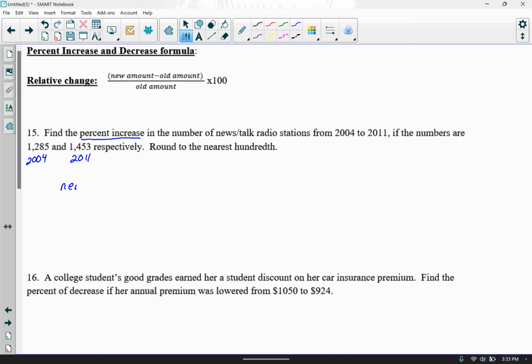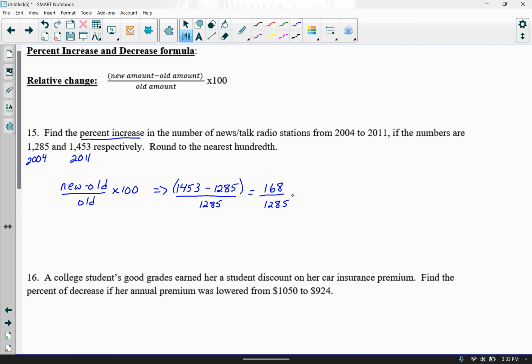I'm just going to abbreviate here. It's new minus old divided by old times 100. Now the new amount, that'd be the most recent, so that'd be the 2011, so that'd be our 1453, minus the old amount, 1285, divided by the old amount, 1285. Now, if you want to do this all at one time in your calculator, you have to use parentheses. Personally, I like to do a two-step process. I just like to subtract up top. So if you do 1453 minus 1285, that should put you at 168.